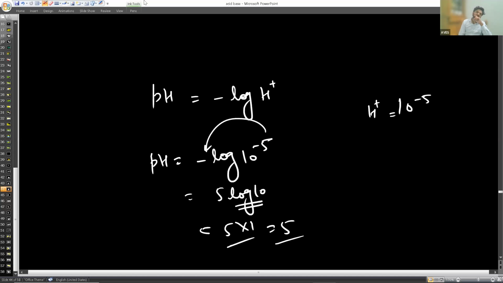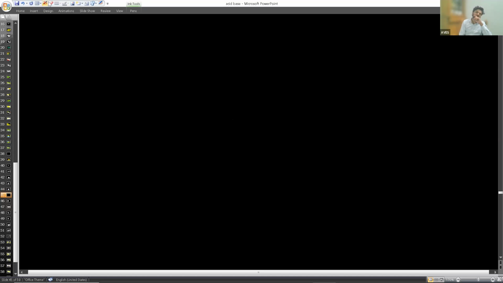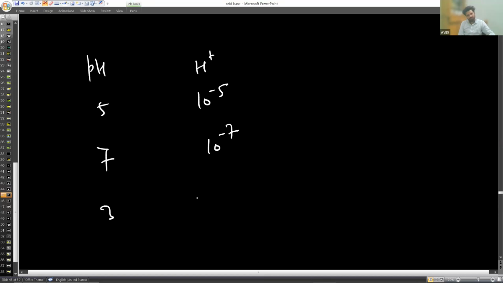If the pH of a solution is 5, then its H plus ion concentration is 10 to the power minus 5. Now if the pH of a solution is 7, then its H plus ion concentration will be 10 to the power minus 7. If the pH of a solution is 3, then its H plus ion concentration will be 10 to the power minus 3. Understood? Yes, sir.